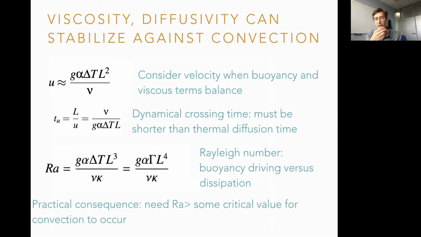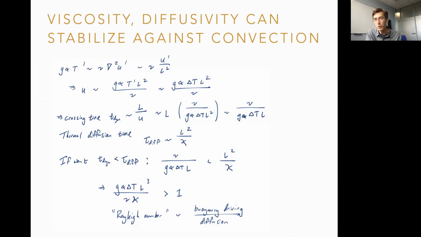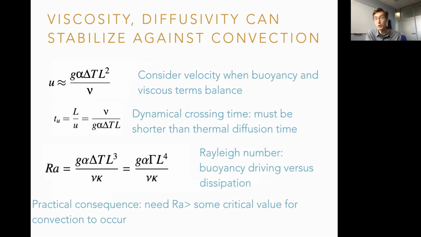And just to summarize, very often you might write it instead in terms of the temperature gradient in the background state. Call that gamma, in which case it's g alpha gamma times L to the 4th over nu kappa. And again, the practical consequence is that we need Rayleigh number above some critical value for convection to happen. Now, in the order of magnitude argument, this cartoon that we're developing, that I just did, the critical value was 1. So the critical Rayleigh number, we would say, is 1. In reality, it's usually closer to 1,000. So it's an example of how order of magnitude stuff can lead you astray sometimes, but gets the idea right.